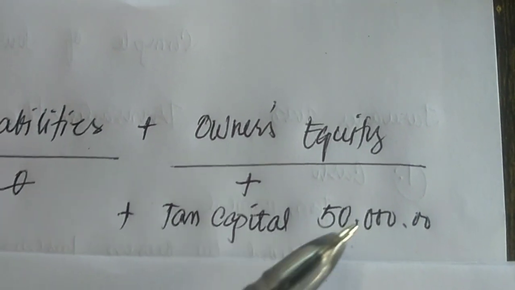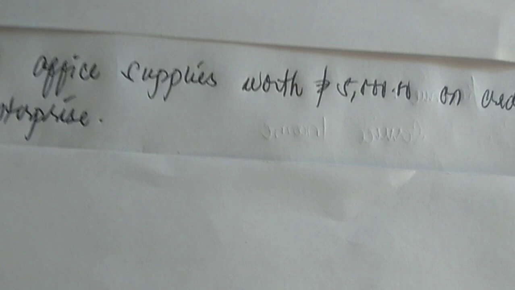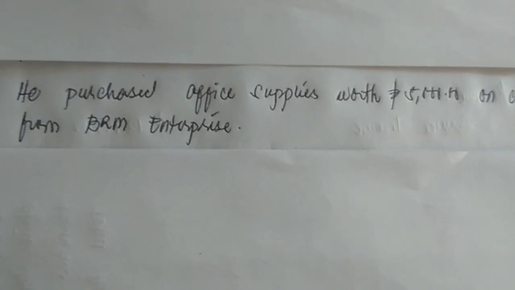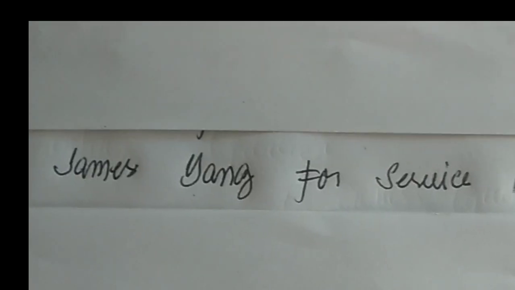Then transaction number 2: bought office supplies worth 5,000 on credit from BRM Enterprises. So the analysis here: office supplies increase, positive 5,000. Then liabilities is accounts payable. Then owner's equity, 0. Then number 3: billed James Young for service rendered, 12,000. The analysis here: accounts receivable, 12,000 increase in assets, 0 liabilities, plus owner's equity of service revenue, 12,000. Okay, that's an increase because in owner's equity, that is income.